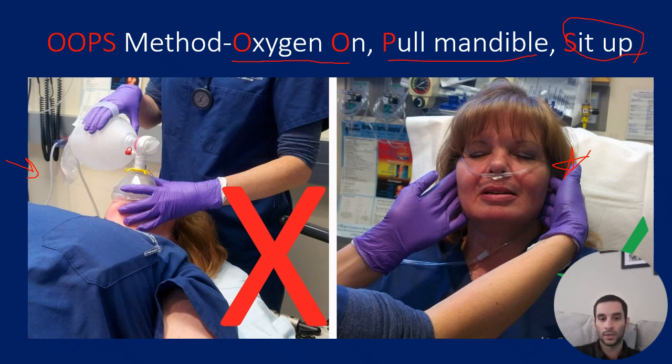So OOPS method: if you have someone who is going into respiratory failure and they are still awake and still conscious and still alert, put oxygen on, O's in the nose, pull the mandible forward and sit them up. That's your first couple maneuvers here.